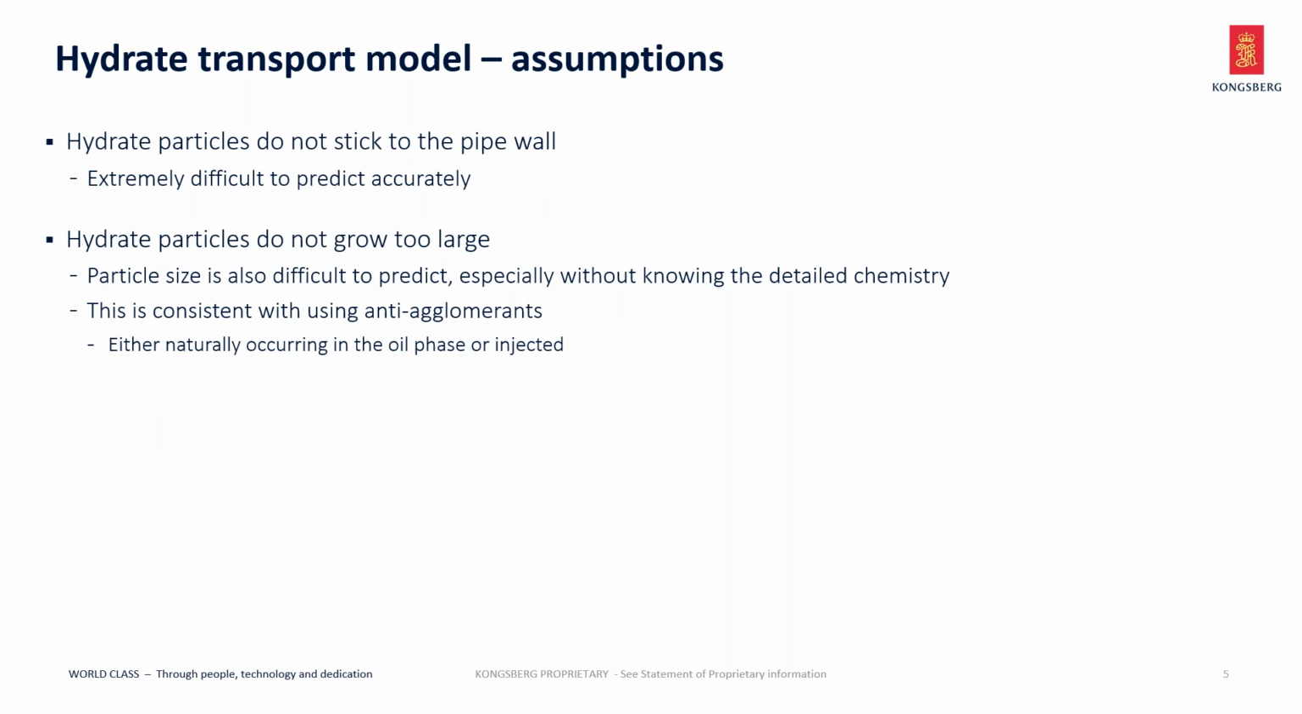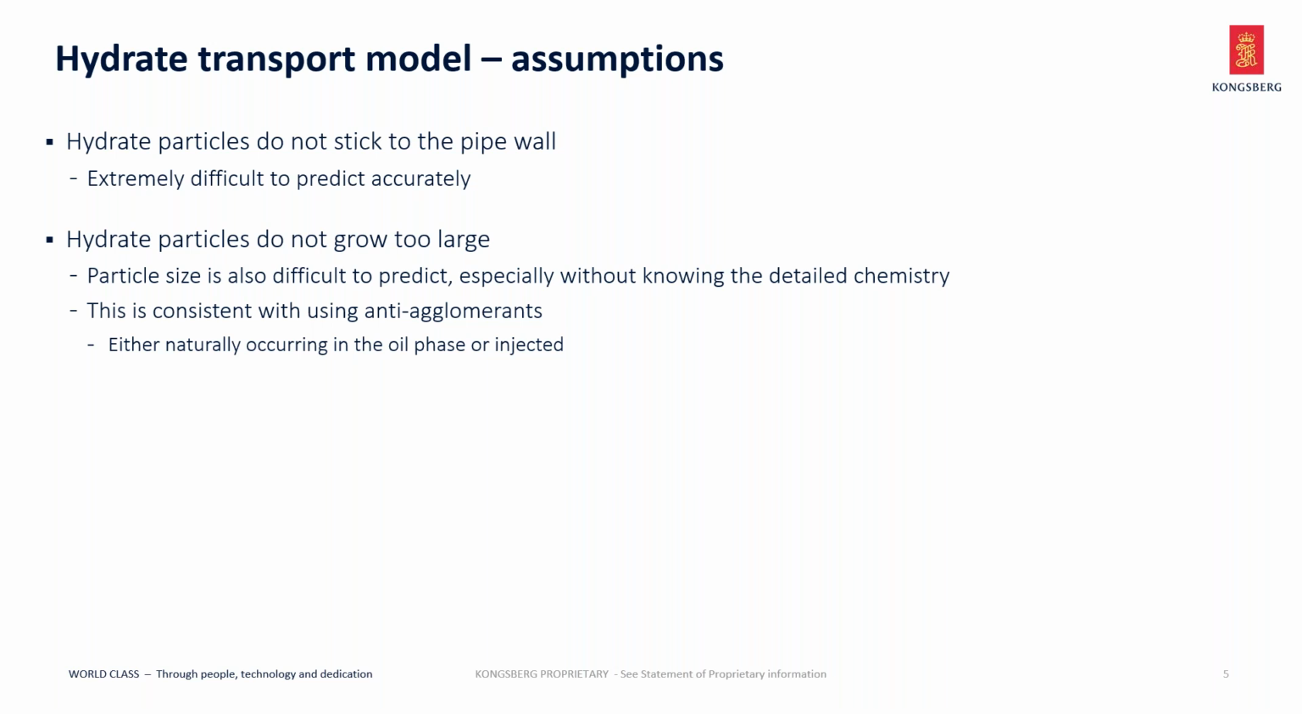Some of the assumptions in the model. Especially the sticking of hydrate particles to the pipe wall is extremely difficult to accurately predict the physics of. So that's why we didn't include that. Basically what we're assuming is that the hydrate particles do not stick to the pipeline because we can't predict this properly. And similarly, we also assume that hydrate particles do not grow too large.